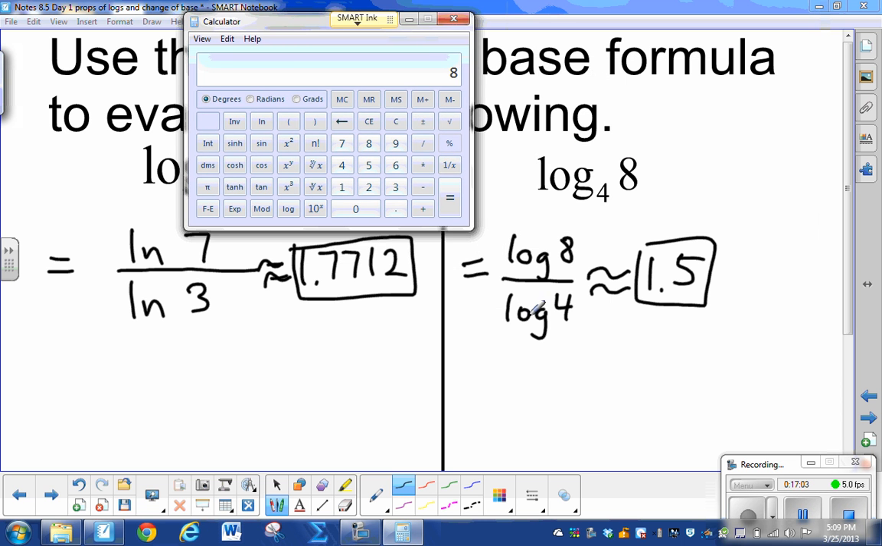Be careful not to switch these. You can't use a log 8 with an ln 4 because it won't get you 1.5. If you watch right here, 8 log divided by 4 ln. So we're mixing the log base 10s with log base e's, and you get something totally different. You can't use both of them. You have to make sure that the new base you're changing it to is the same on the top and the bottom.